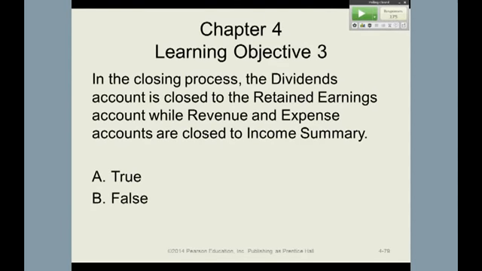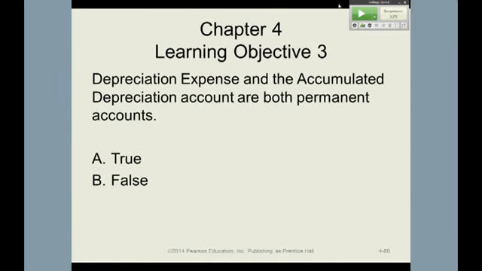All right, so in the closing process, the dividend account is closed to retained earnings, while revenue and expense is closed to income summary. That's also true. Why? You said false? Okay. All right, now, this one I'm going to ask you. Depreciation expense and accumulated depreciation are both permanent accounts.